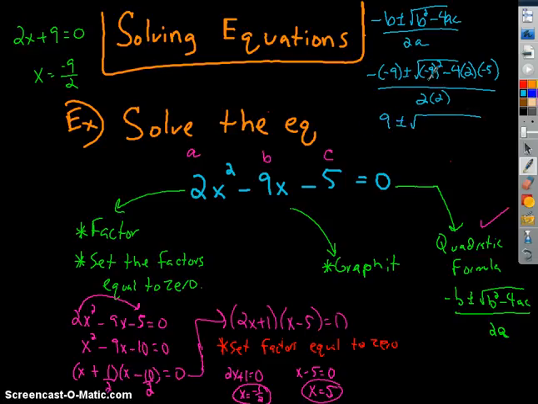root of, that's 81. And then a negative 4 times a negative 5 makes that positive. So it's a positive, 4 times 5 is 20, times 2 more is 40. So positive 40, all over 4. So that gives you 9 plus or minus the square root of 121 over 4, which leaves you with 9 plus or minus square root of 121, which is 11. So it's 9 plus or minus 11 over 4.